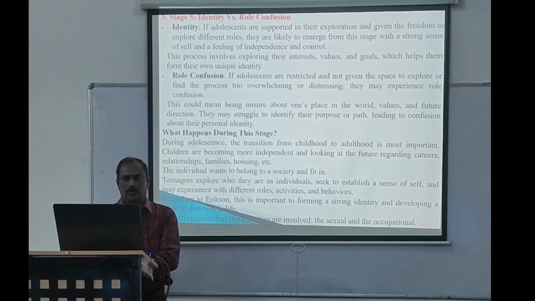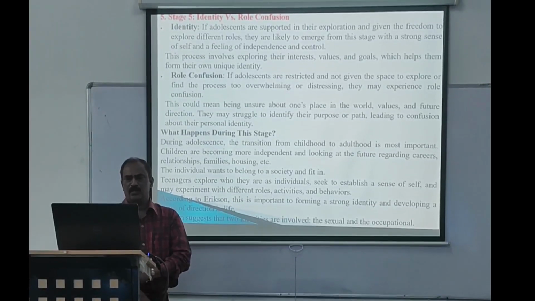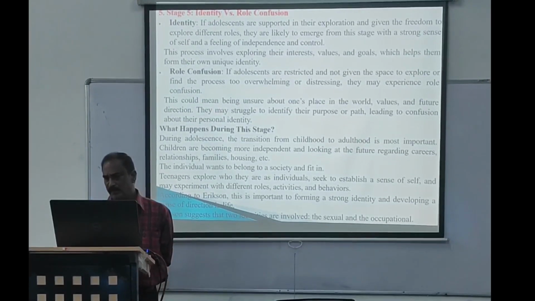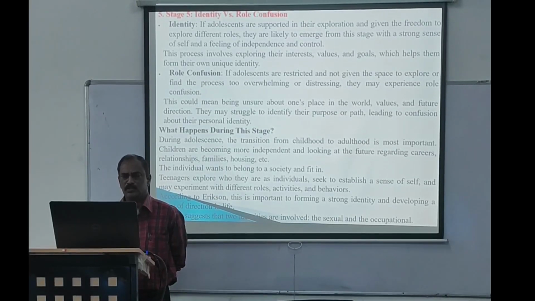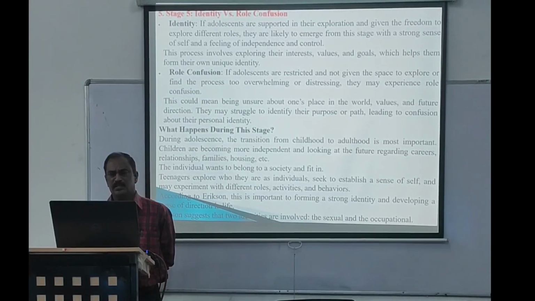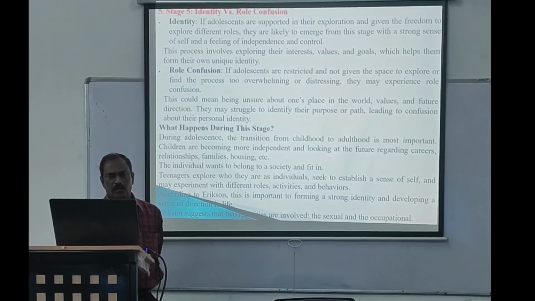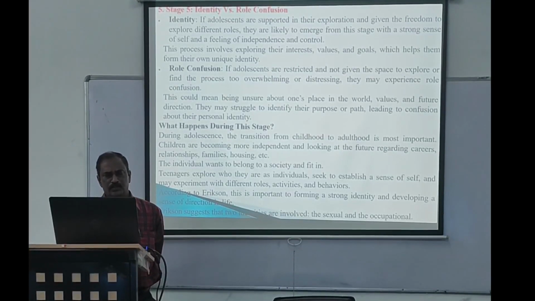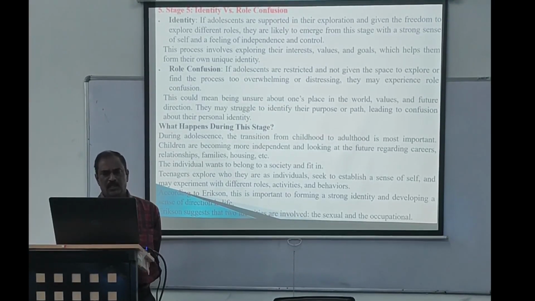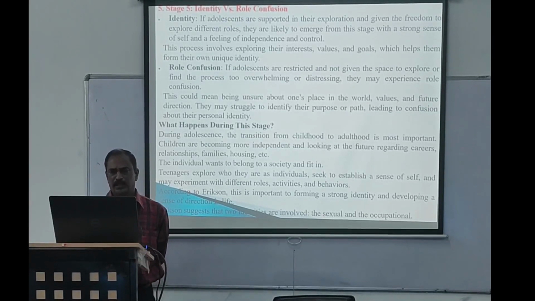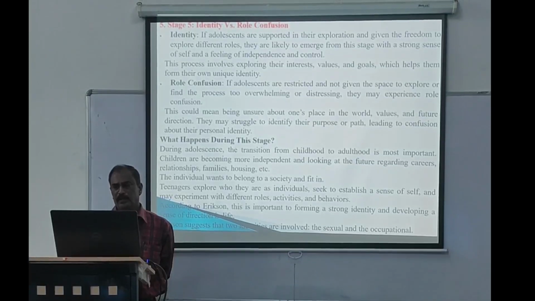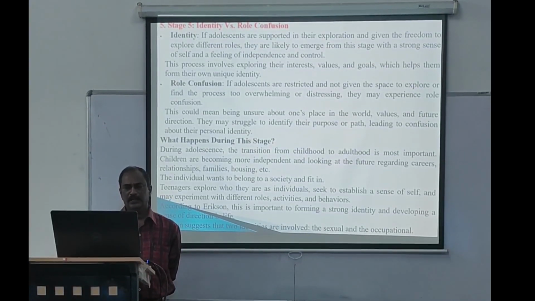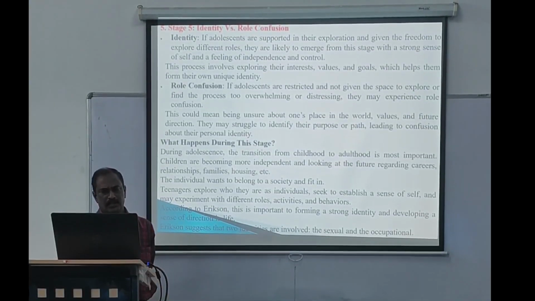Okay, so coming to role confusion, if adolescents are restricted and not given the space to explore, or find the process too overwhelming or distressing, they may experience role confusion. So what happens during this stage? During adolescence, the transition from childhood to adulthood is most important. Children are becoming more independent and looking at the future regarding career, relationships, families, housing, etc.